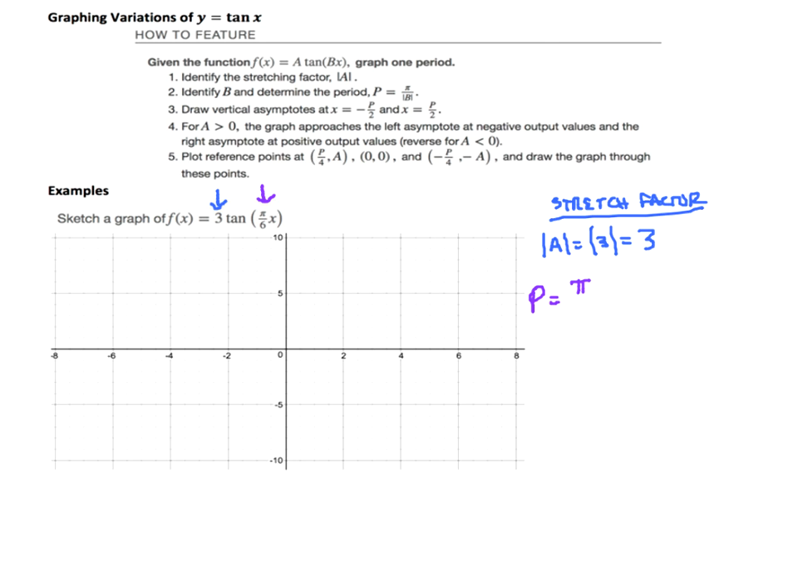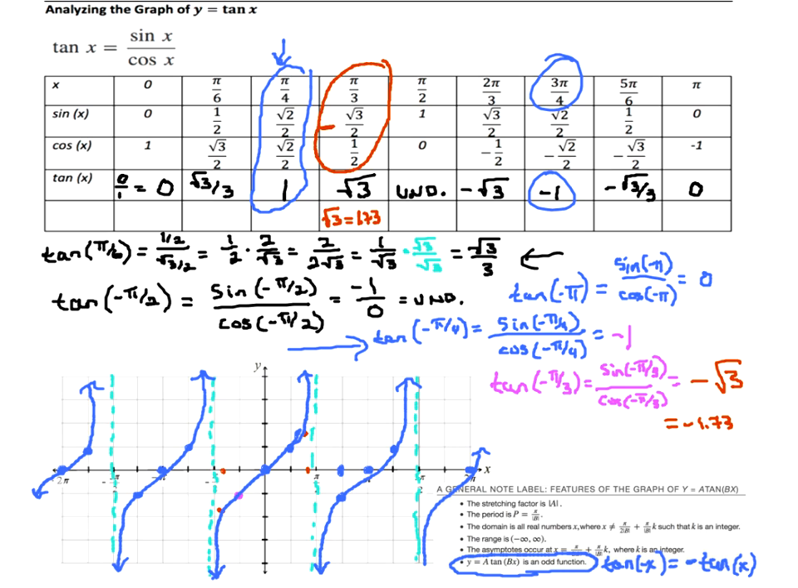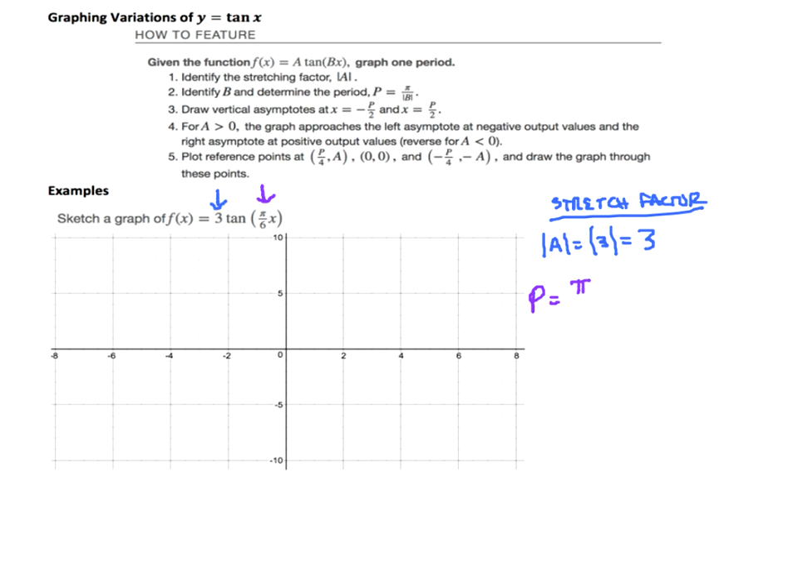Remember, we're moving in increments of pi because from negative pi over 2 to positive pi over 2, I've got a pi distance between there. So it's pi divided by the absolute value of b. And in this case, that's pi divided by the absolute value of pi over 6, which is the same thing as pi over 1 times the reciprocal, 6 over pi. So I'm getting a period of 6.